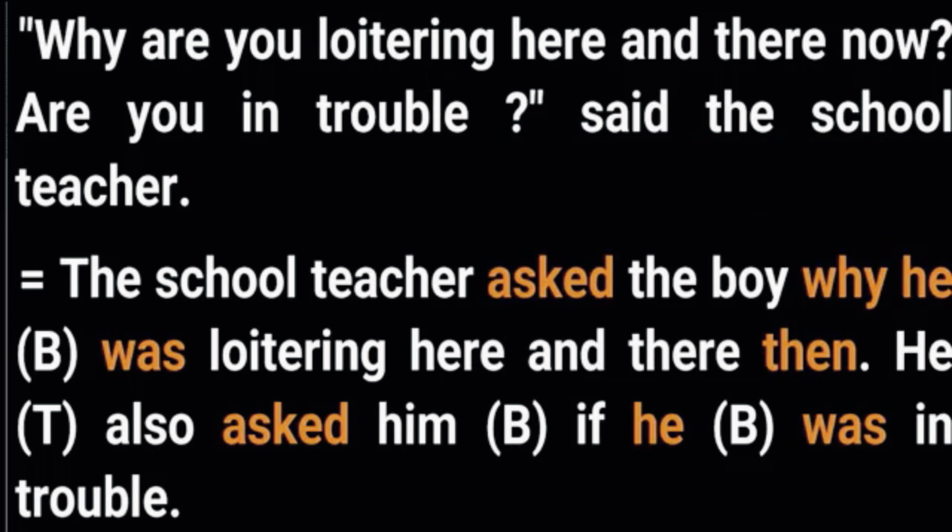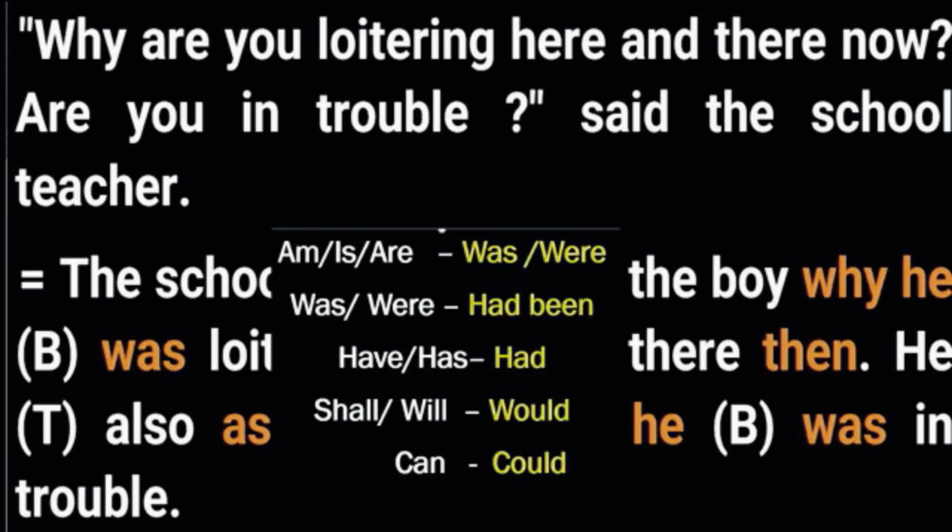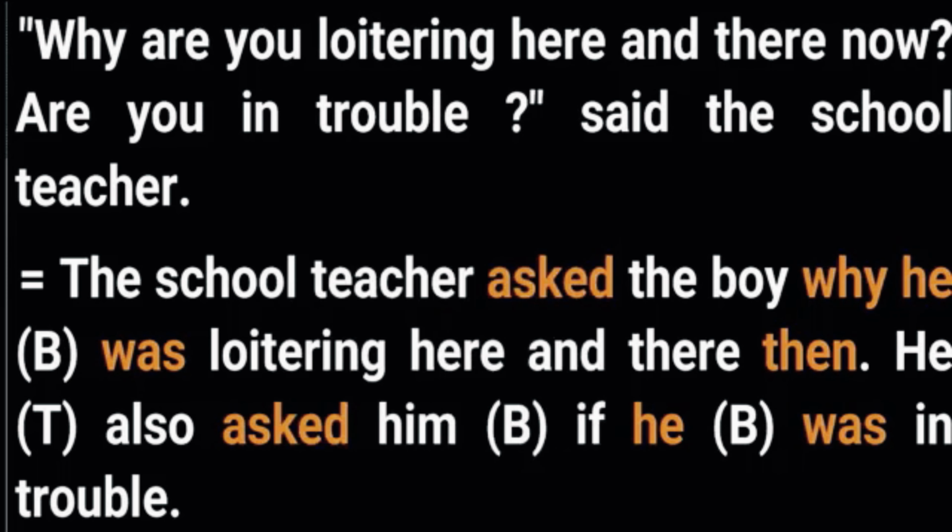Then I have put was. Why? Because there I am watching that there is are. So we have learned earlier that whenever you will find am is are in the part of reported speech, in that case you will put was instead of am is are. That's why according to the subject we have put here was. The other part is the same here, loitering here and there then.